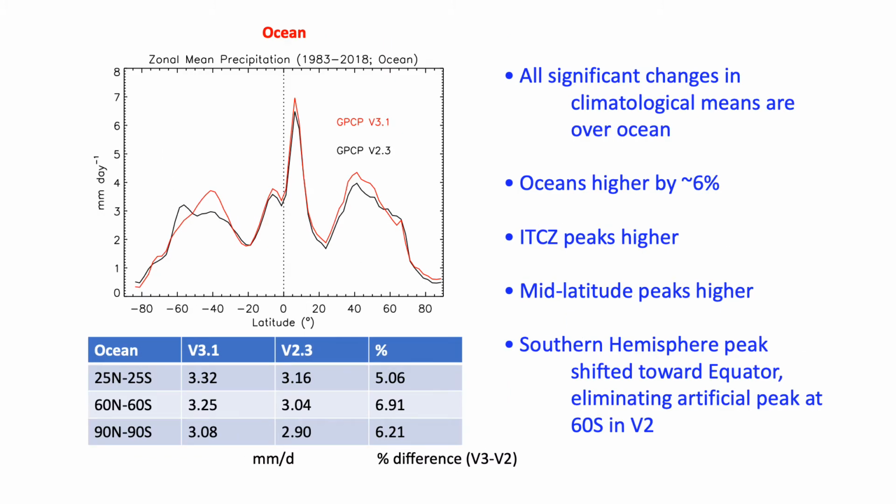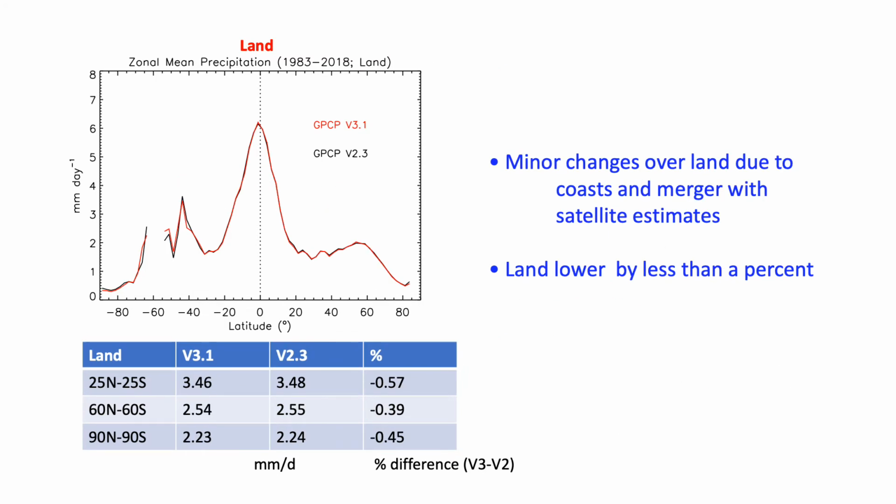As can be seen here, you see much of the same thing. The oceans are now higher by 6%. Over land, there is very little change, and the land is lower by less than 1%.